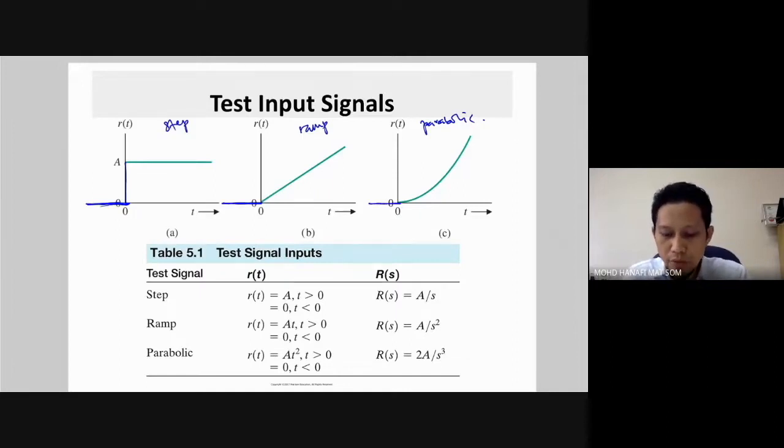When you put it in the S domain or frequency domain, your step input is A over S, ramp is A over S squared, and the parabolic is 2A over S cubed, S to the power of 3. So let's say we have unity step, unity ramp, unity parabolic. What you have is 1 over S, 1 over S squared, 2 over S cubed.